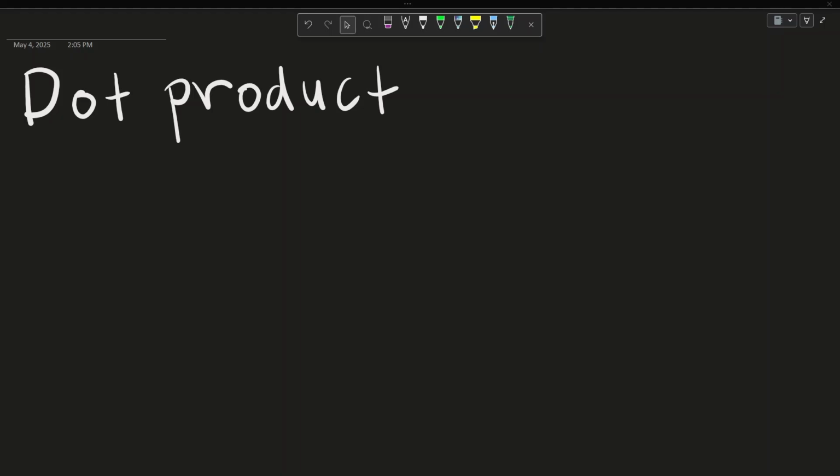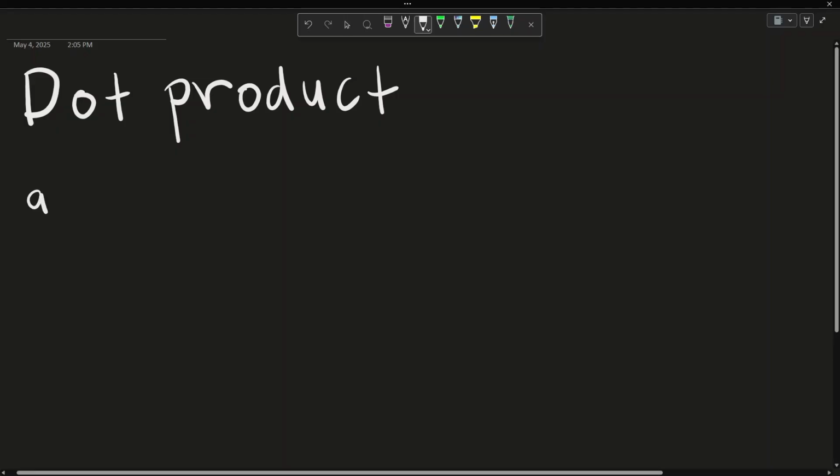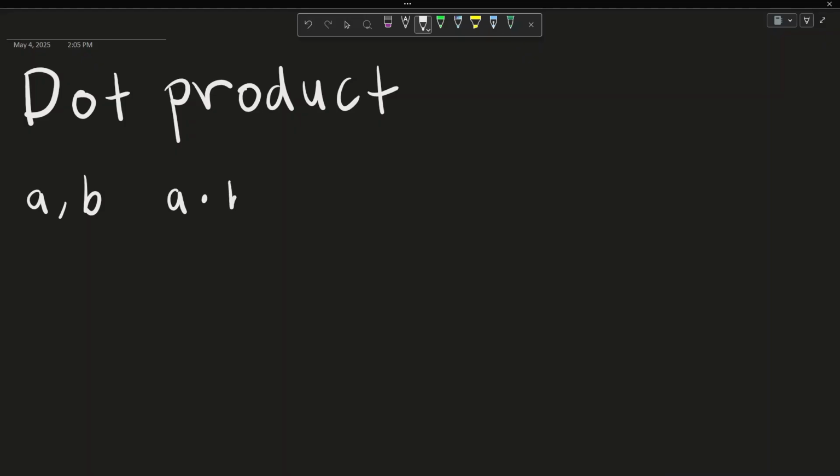Today in the linear algebra series, we're going to be going over the topic of the dot product. The dot product of two vectors, let's say vector A and vector B, is denoted as A dot B. Algebraically, let's say A is a vector in two dimensions with entries A1, A2, and B similarly has entries B1, B2.